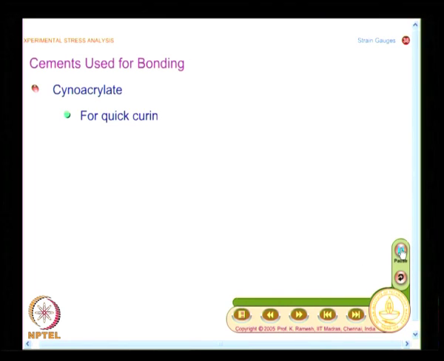Now, what we have looked at is the strain gauge material, then we looked at the backing. Now, we will look at what are the adhesives. You have a variety of them, and some of these adhesives are meant for quick application, and you know anything fast has a short life.